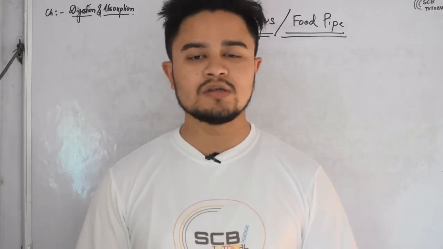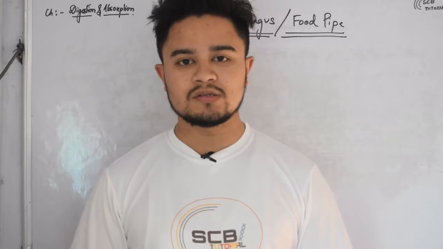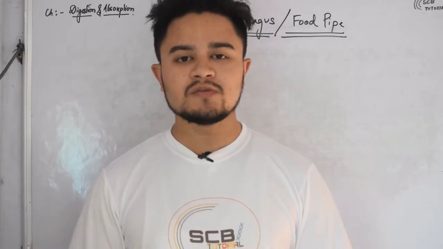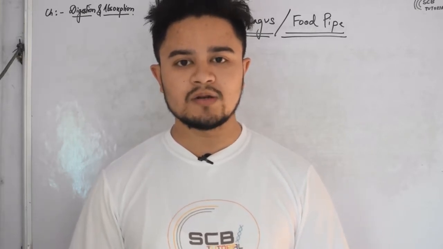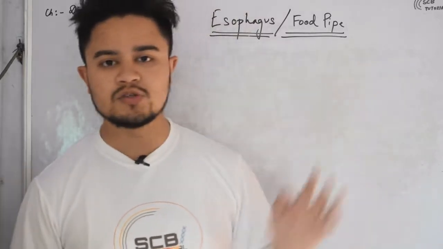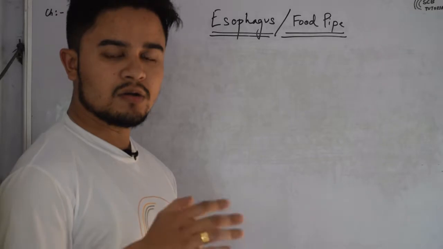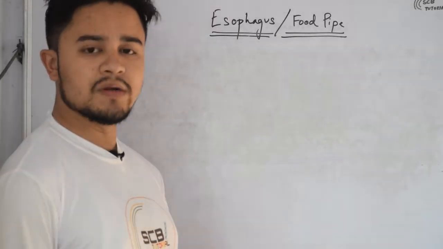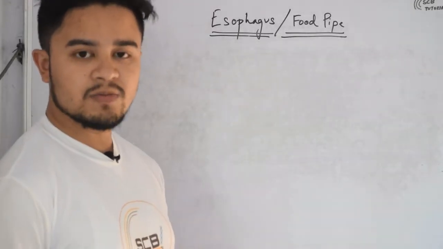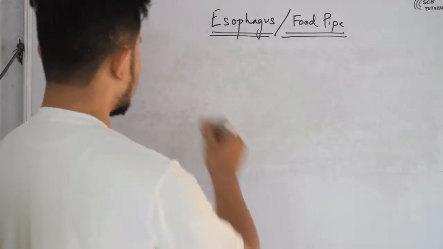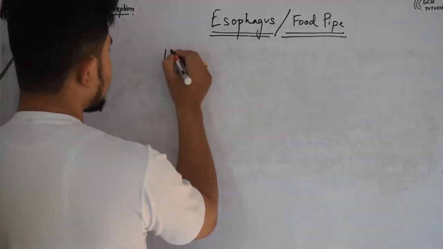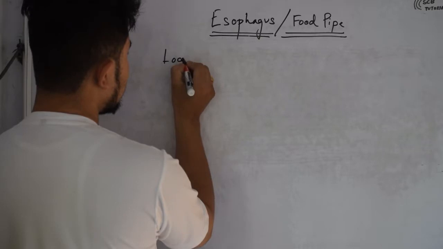So in this video we will discuss the esophagus region. In the previous video we discussed the histology of the alimentary canal. In this video we will discuss the esophagus. This is a very important part of the alimentary canal. We'll discuss certain facts which will be required for entrance purposes as well as board purposes also. So first of all, let's see the location of the esophagus.